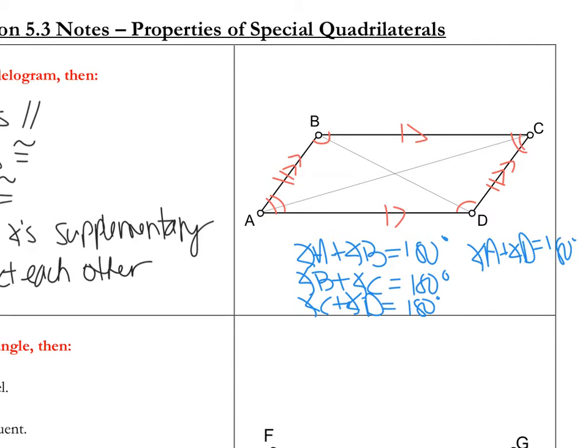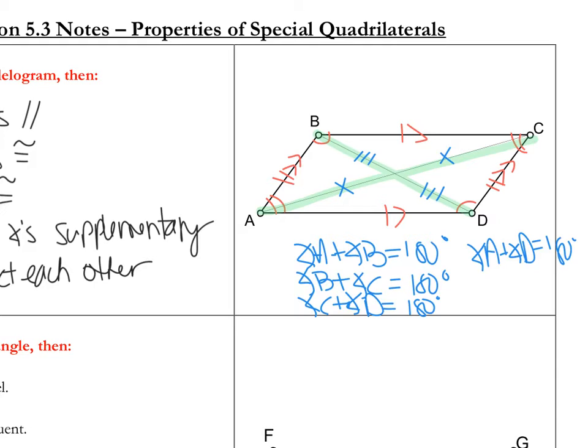Okay? And then, like I said, the new one that we added on today was that diagonals bisect each other. So first and foremost, these are the diagonals. Remember, we go from one vertex to the opposite vertex, and they bisect each other. So that means that this is congruent and these 2 are congruent.